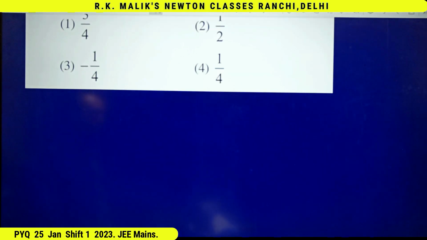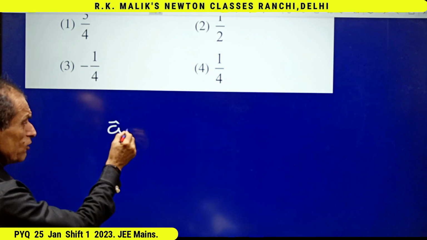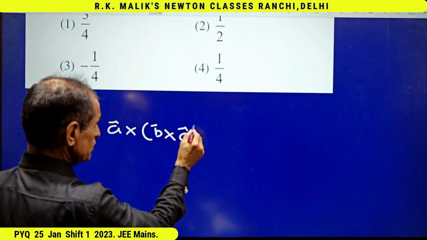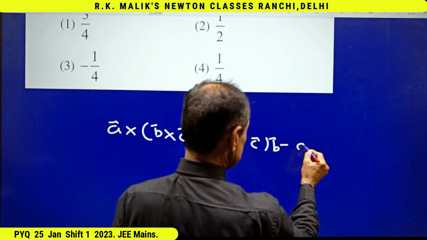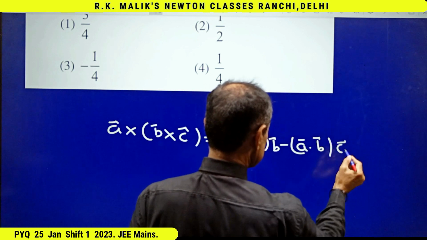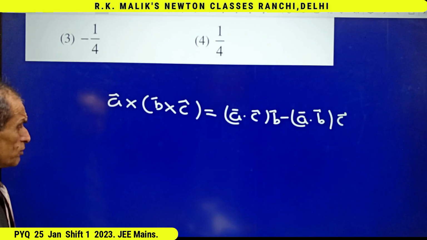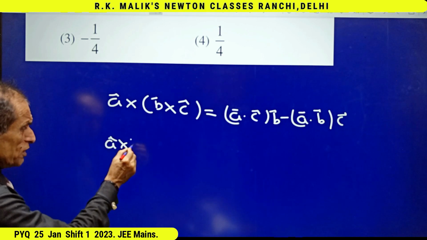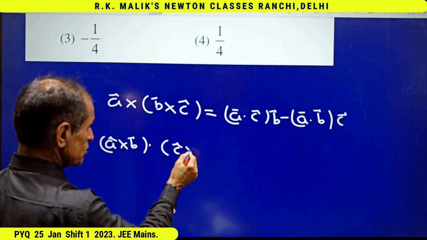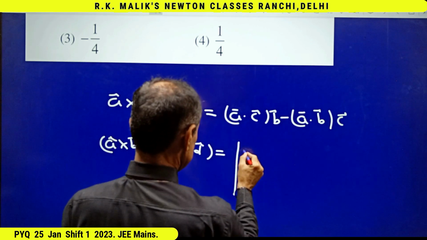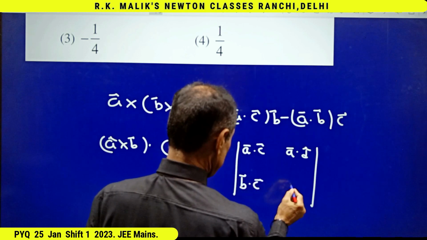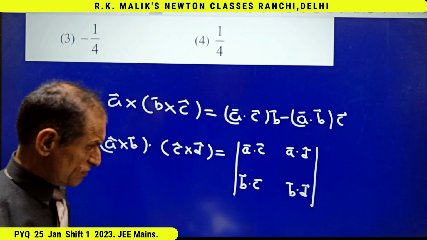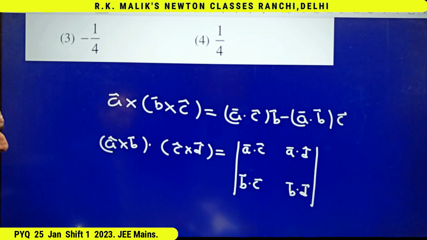Before I do this question, first I will tell you the formulas going to be used in this question. First formula is that, remember that A cross (B cross C) is equal to (A dot C) into B minus (A dot B) into C. And the second formula which is going to be used in this question is (A cross B) dot (C cross D) is equal to the determinant of A dot C, A dot D, B dot C and B dot D. Keeping these two formulas in mind, I will be doing this question.